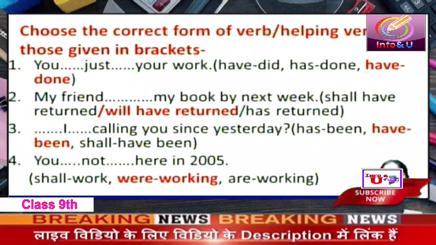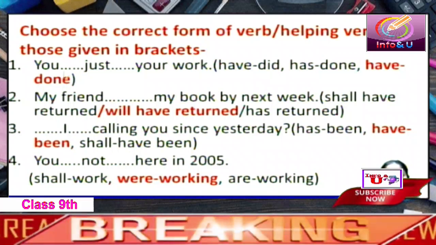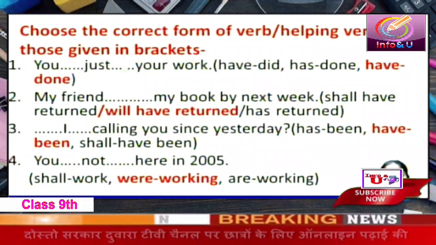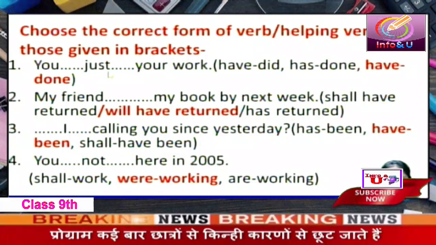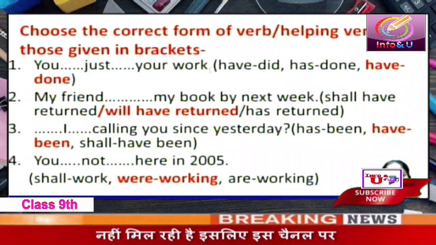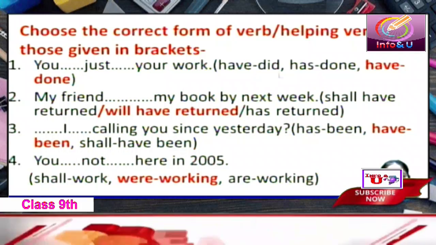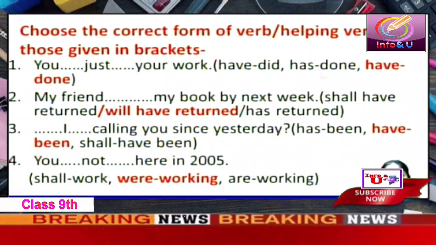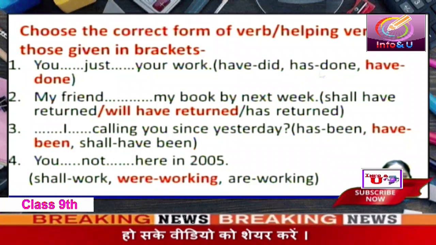You takes have with it. And then it is followed by the third form of the verb. Have just done. This just denotes that the action has been completed in the recent past. So, present perfect tense is to be used. You have just done your work. Why not have did? Because did is second form, not the third form. Has done, this is also wrong because you does not take has with it. It takes have.